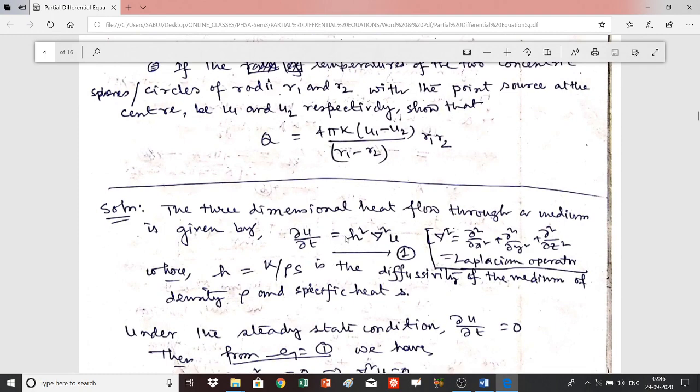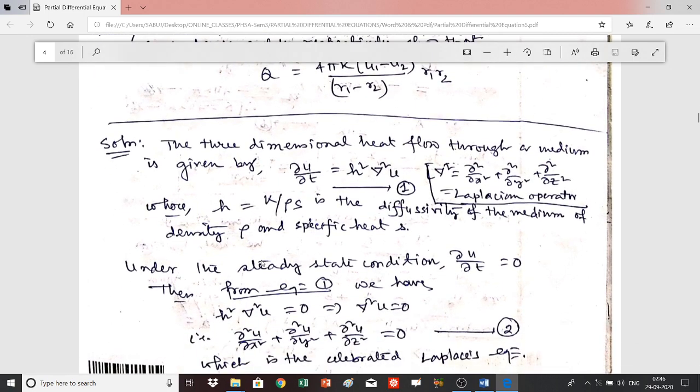you know that the three-dimensional heat flow equation for a medium is given by ∂u/∂t is equal to h² ∇²u. ∇² is nothing but the Laplacian operator. So here you should remember that h² is equal to k by ρs, where k is the conductivity of this medium, and h² is called the diffusivity of the medium, ρ is the density, and s is the specific heat, and k is the coefficient of conductivity.